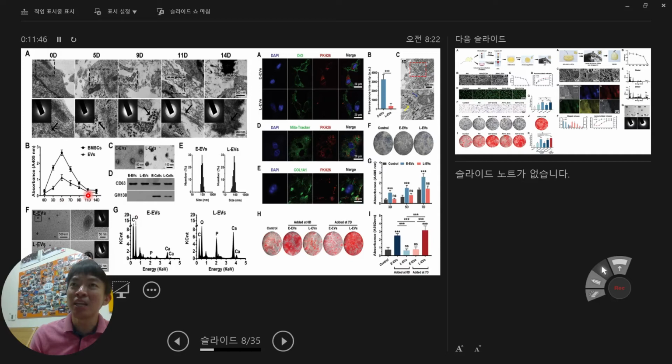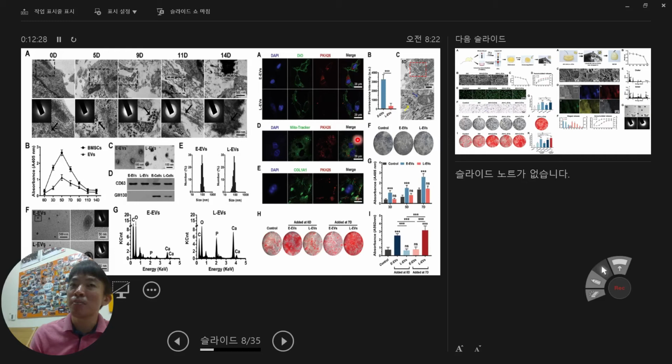And then they label these two EV using PKH26, and mix with the cells after dyeing with DAPI. Then they find early EV can be easily taken up by the cell, but late EV cannot be easily taken up, maybe only a very small portion. Yes. And when they check the MitoTracker, they find early EV can co-localize in the mitochondria, because this EV has a lot of ALP. So ALP can function in mitochondria easily. So they hypothesize like that.